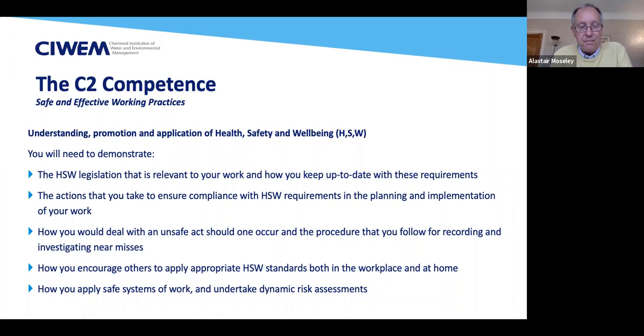Now, I think I've said this on previous talks I've given you, you don't have to answer every single one of these bullets. And these 5 bullets here and the previous one are condensed from a much greater number that appear in the CIWEM written guidance. We're looking for you to pick maybe 2 or 3 of them to explain what you do. So don't start worrying if you find you haven't got any evidence for all 5. Just pick 2 or 3 of them and focus on those in your answer.